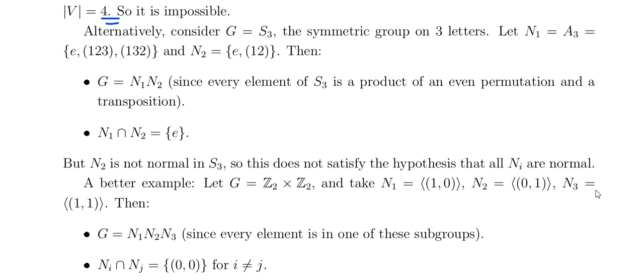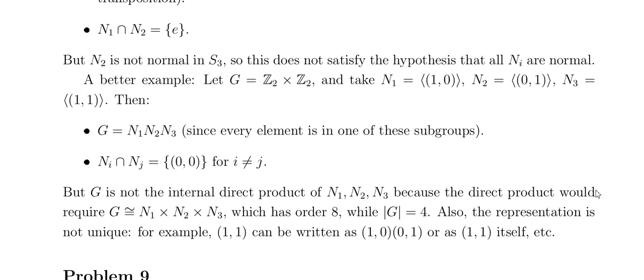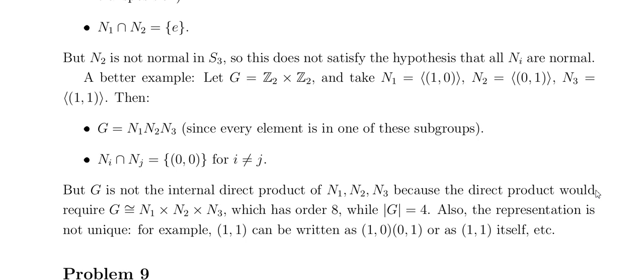Okay, and a better example: G equal to Z2 cross Z2. So n1 equal to (1,0), n2 equal to (0,1), n3 equal to (1,1). Here G equal to n1 n2 n3, and the intersection of ni and nj is only the identity element (0,0). But G is not an internal direct product of n1, n2, n3, because the direct product would require G to be isomorphic to n1 x n2 x n3, which has order 8. But the order of G is only 4, so that is not unique.